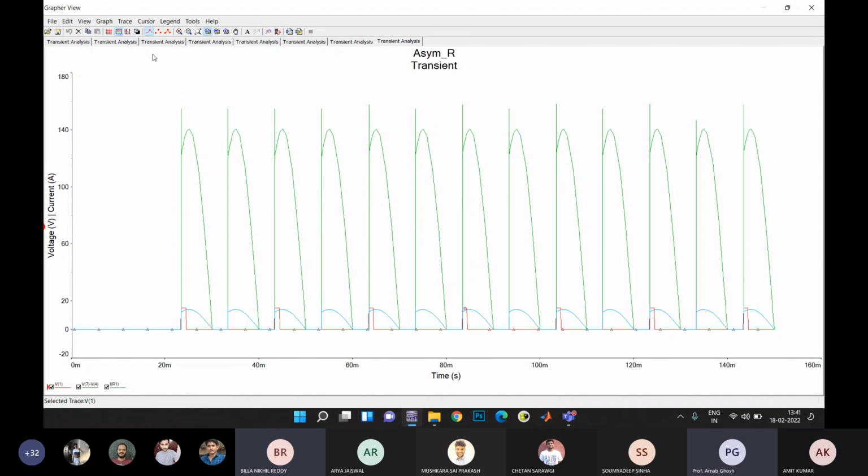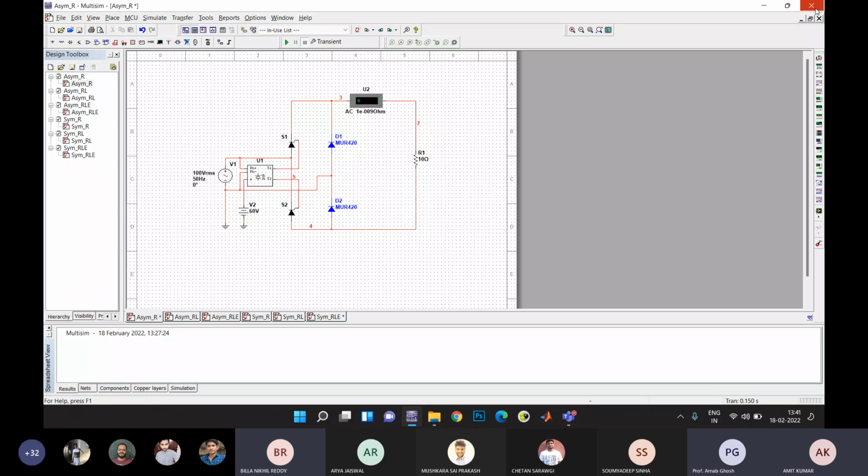You can understand it as the biasing voltage of the MOSFET, plus minus VCC. That amount of voltage is normally what comes to your gate pulse amplitude. Okay, sir. Now show me your other simulation. That is for the asymmetrical bridge. Yes, sir. Now RL load and RLE load.